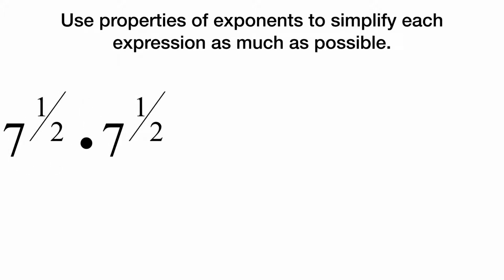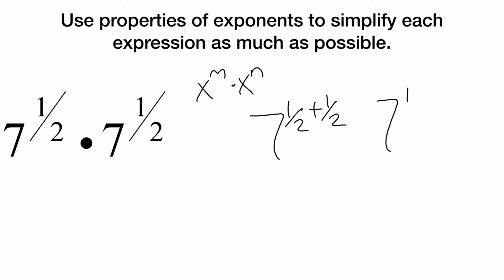All right, here's our next one. There are actually 2 ways we can do this, but what I'm going to do is I'm going to take the x to the m times x to the n approach from earlier, where we add them together. So 7 to the 1/2 plus 1/2, which is the same as saying 7 to the 1st power, or just plain 7.